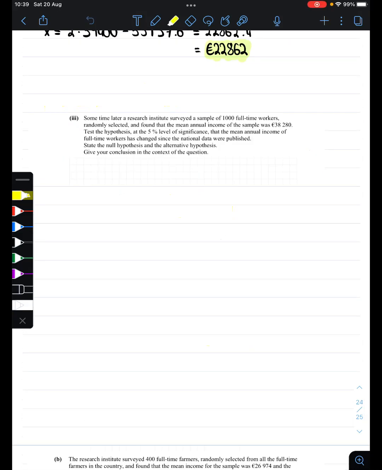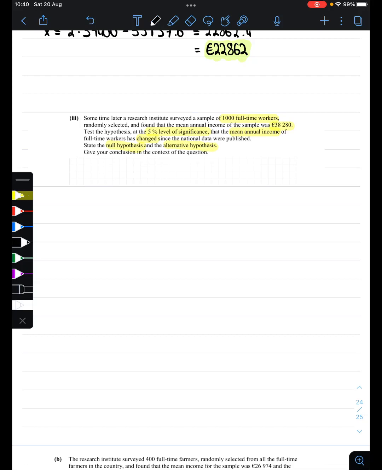Now on to part 3. Sometime later, a research institute surveyed a sample of 1,000 full-time workers, randomly selected, and found that the mean annual income of the sample was 38,280. Test the hypothesis at the 5% level of significance that the mean annual income of workers has changed since the national data were published. State the null hypothesis and the alternative hypothesis. Give your conclusion in the context of the question.